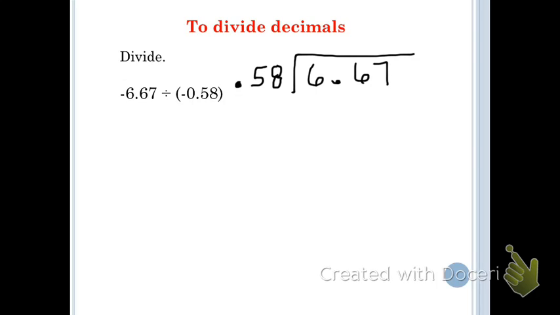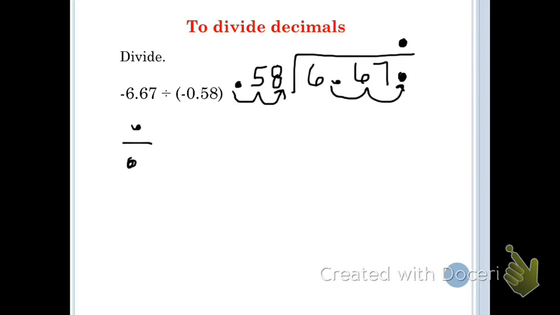All right, we need to change our divisor into a whole number, so I'm moving my decimal 2 to the right, 1, 2. And the 2 to the right here, 1, 2. And let me make my decimal big, so I remember that it's there, and I'll even bring it up. So you might want to do that too. Okay, so I'm going to divide.